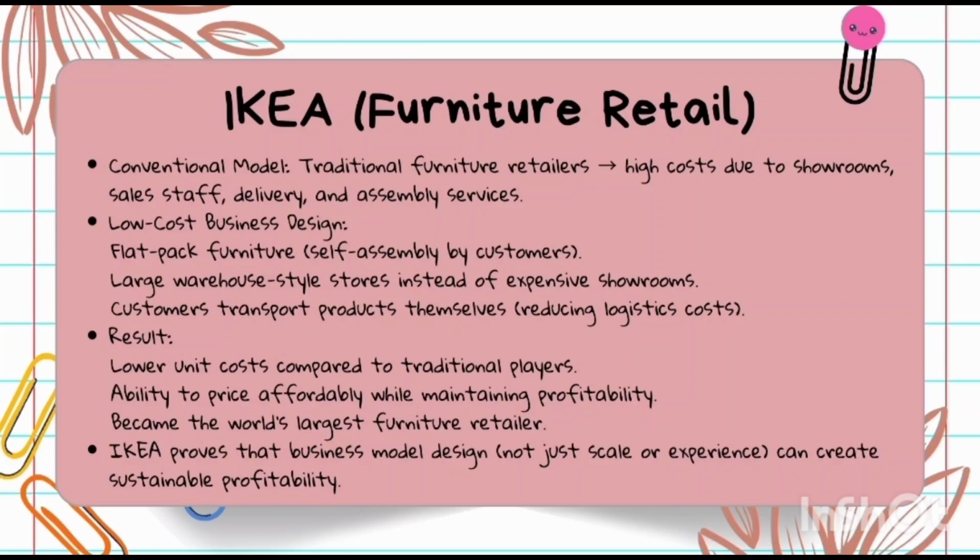The impact is huge. IKEA's cost per unit is far lower than traditional players, which allows them to price products affordably while still maintaining healthy profitability. This design also gives them scale. Millions of customers worldwide can access stylish furniture at low prices, yet IKEA still sustains strong margins. The key lesson from IKEA is that by fundamentally rethinking the business model, not just cutting costs, but redesigning how the product reaches the customer, a company can achieve both affordability for customers and profitability for itself.